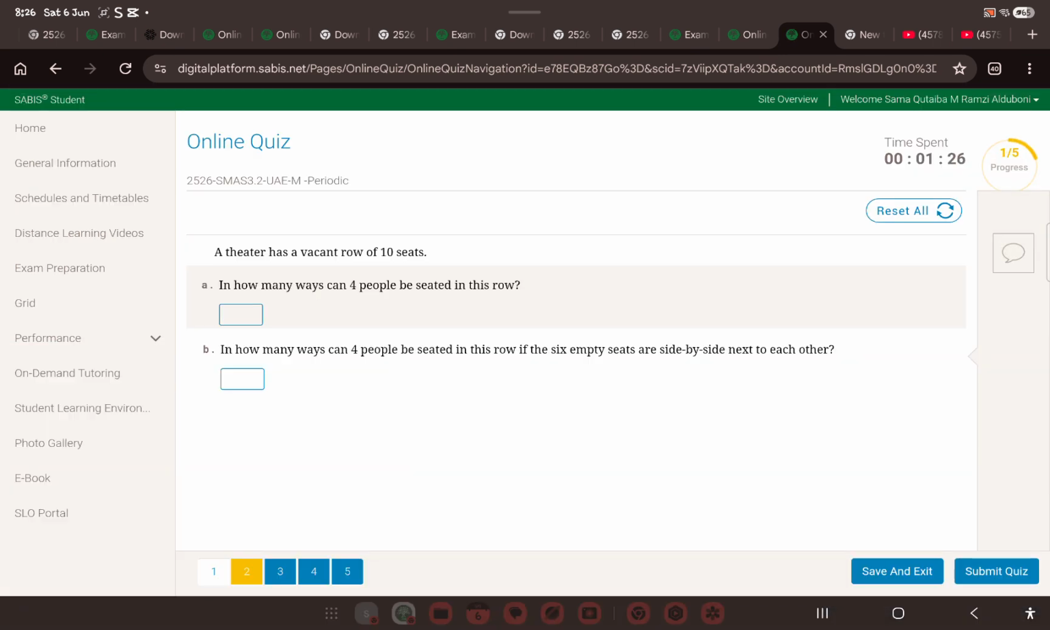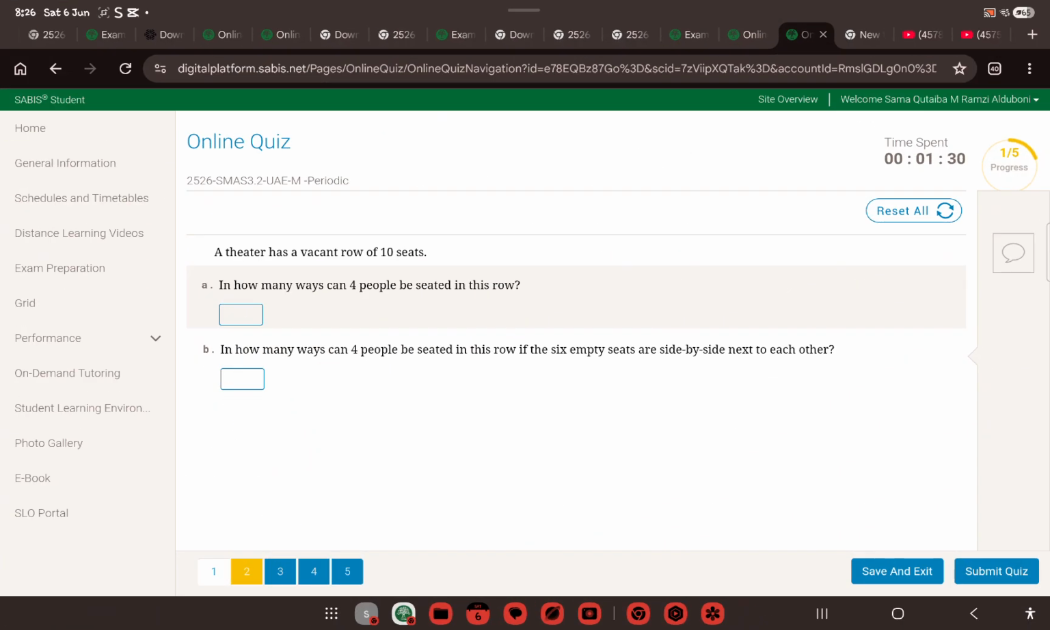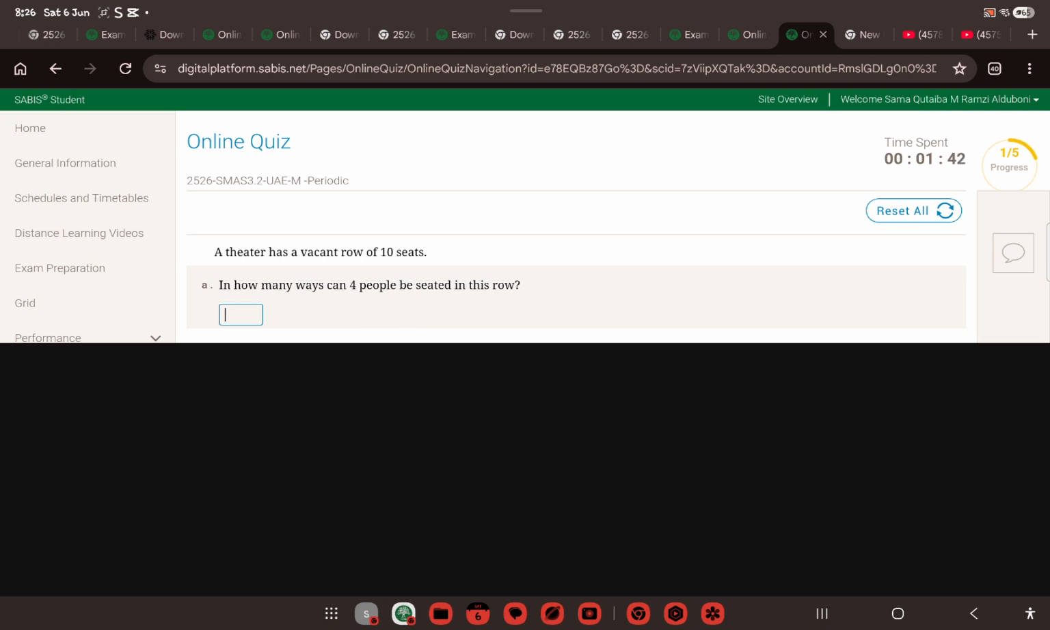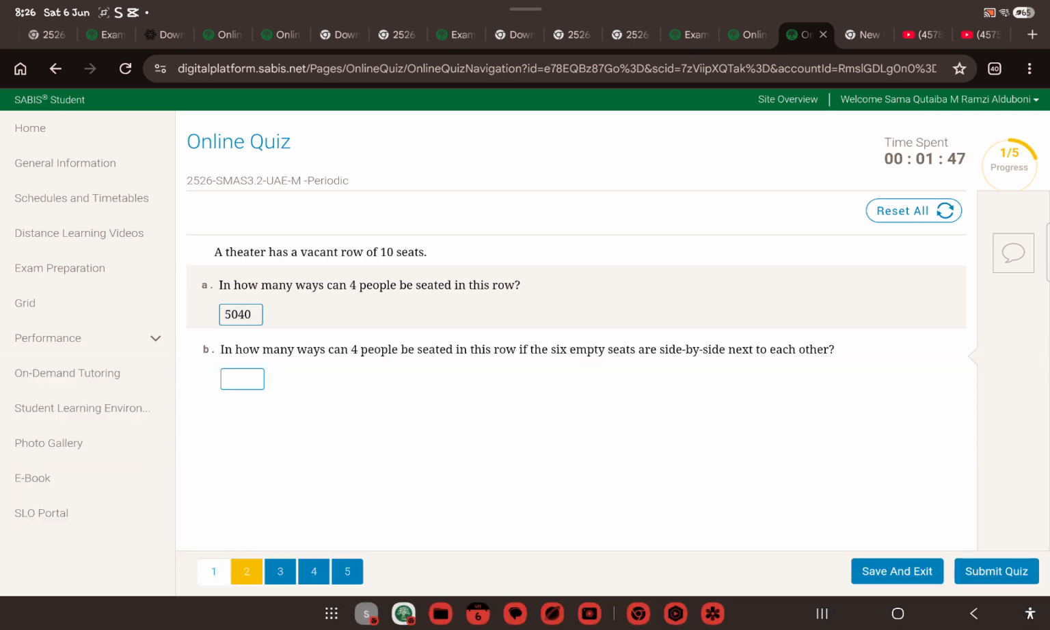A theater has a vacant row of 10 seats. In how many ways can 4 people be seated in this row? So we do 10 permutation 4. You should get 5040.